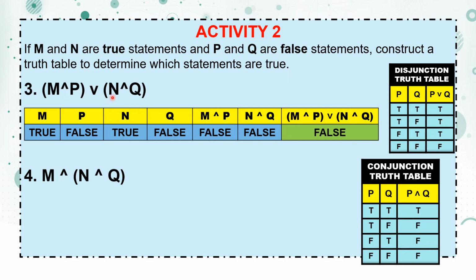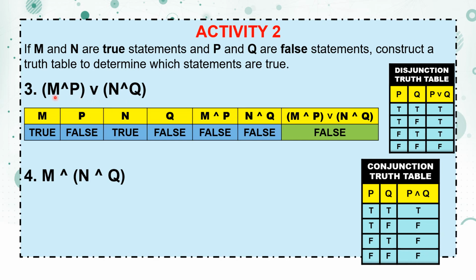Next, kunin naman natin ang truth value ng N and Q. Kunin natin yung value ng N at saka Q. So, we have true, false. Hanapin natin sa conjunction: true, false. Same siya sa M and P. Parehong false. So, it is false.